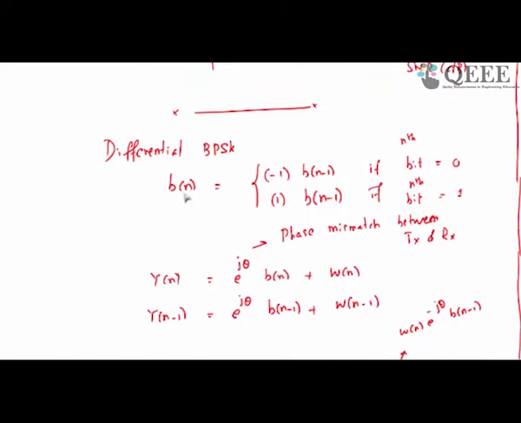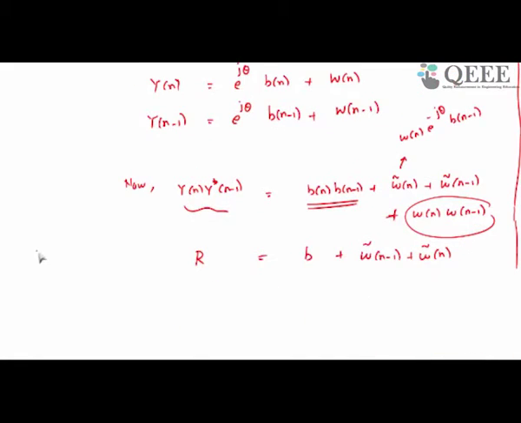If I multiply b of n with b of n minus 1, I will get minus 1 if bit is 0. B of n times b of n minus 1 will be 1 if bit is 1, right? So b of n times b of n minus 1 will be 1 if bit is 1, minus 1 if bit equals 0. So by multiplying y of n with the conjugate of y of n minus 1, I get an observation which has the bit value plus of course the noise terms.